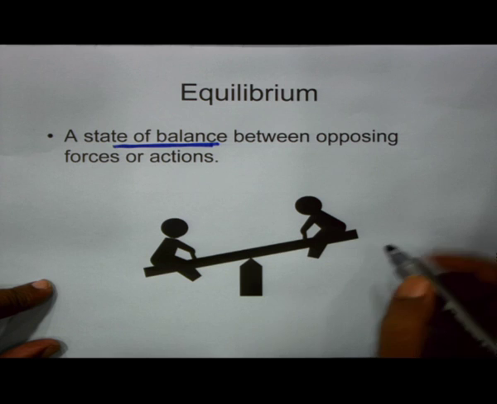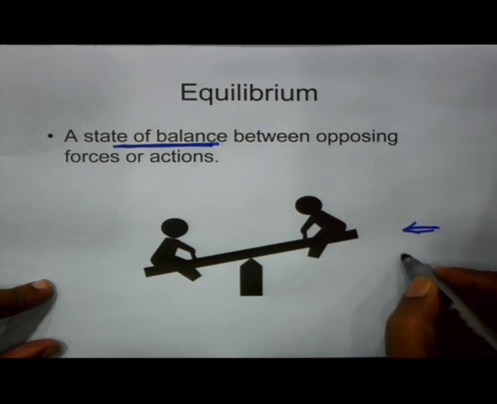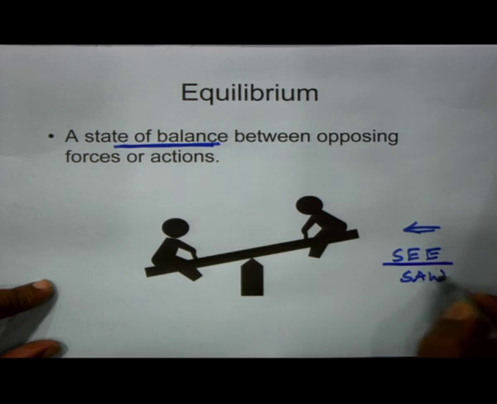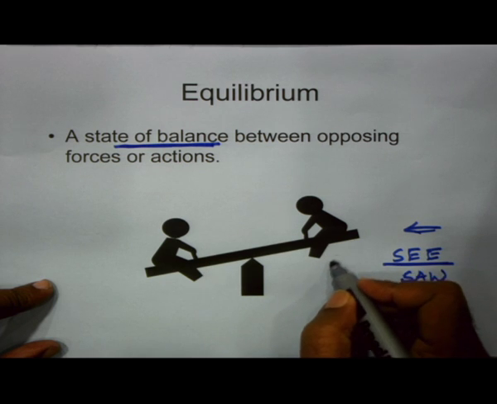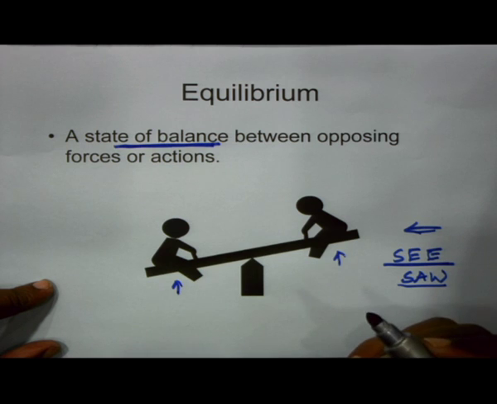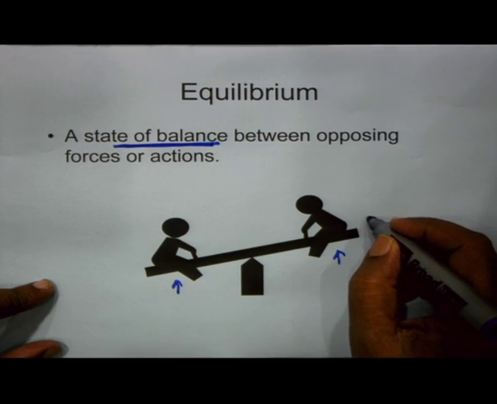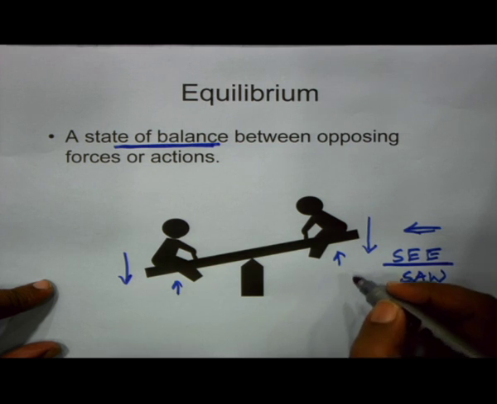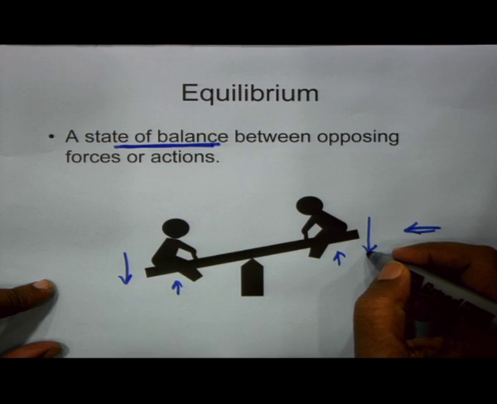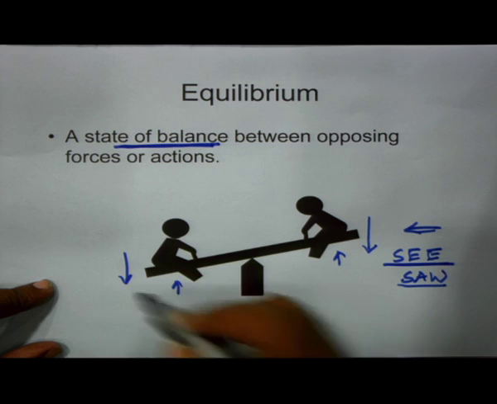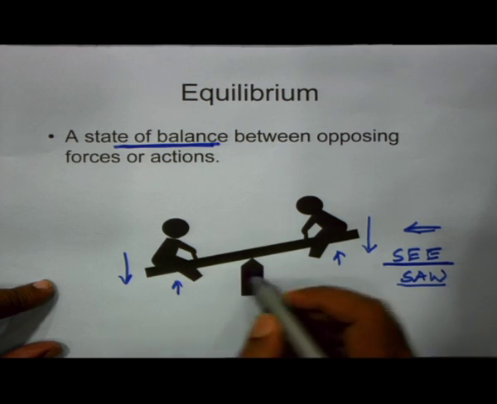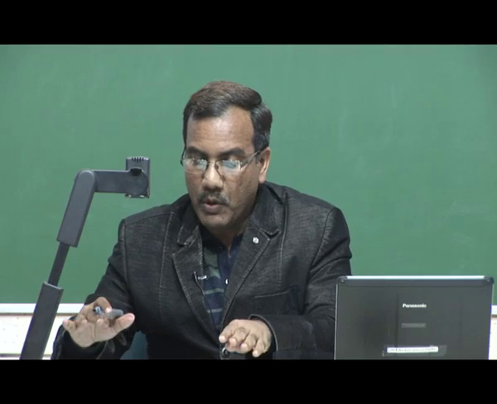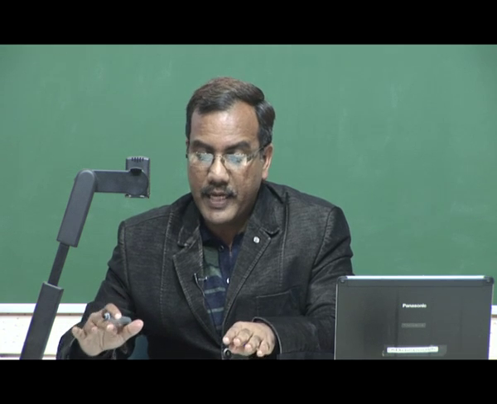So, if we take the case of a seesaw, here you see on both sides there is a person sitting, and they are exerting force. This person is exerting force in this direction and this person in this direction. They will get a balance only when the forces are equal. Here is a balance between two opposing forces, and we can get equilibrium.